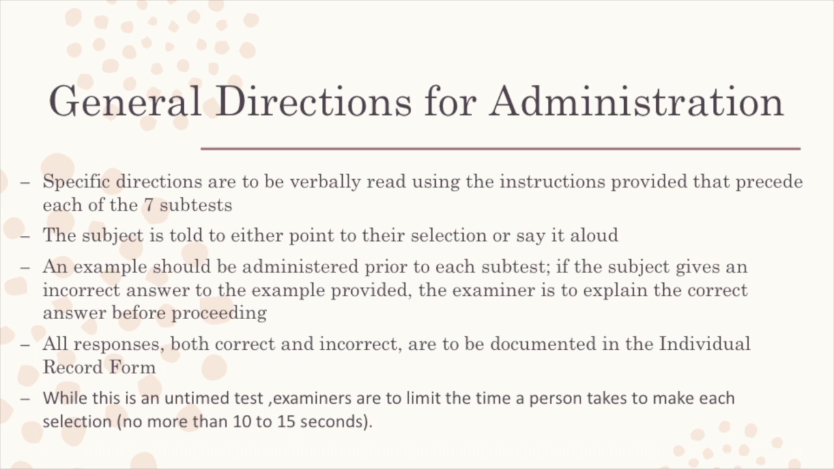If the subject gives an incorrect answer to the example, the examiner is to explain the correct answer before proceeding. All responses, whether correct or incorrect, are to be documented in the individual record form. While this is an untimed test, examiners are to limit the time a person takes to make each selection, no more than 10 to 15 seconds generally.